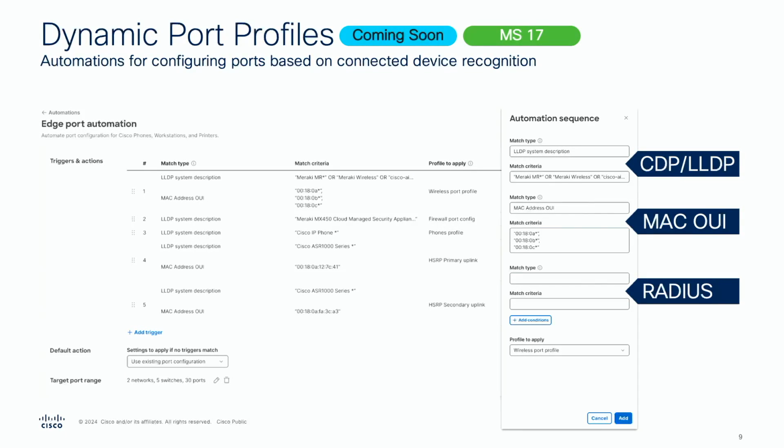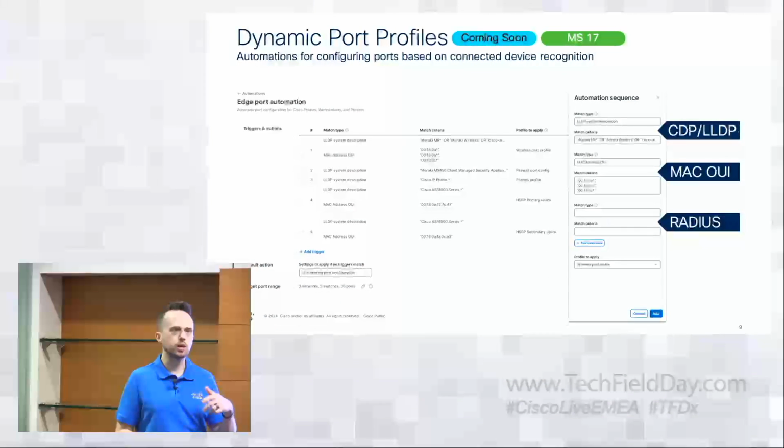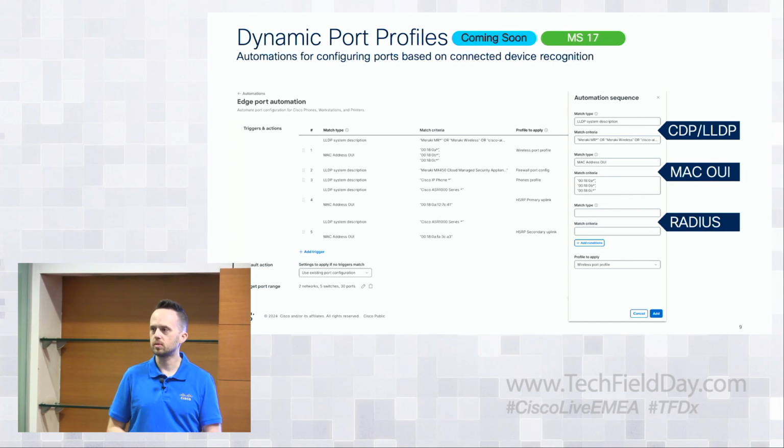Same idea, though, when you unplug it, it's going to go back to a default config. So you have this incredibly scalable, flexible, and automatic port configuration that almost takes the human part out of moves, adds, and changes altogether. So no more human error, but as well, less of the boring stuff on the network that you have to do and more time on other things. So I'm excited about this one. MS17 will bring the first iteration of those automations to dashboard.